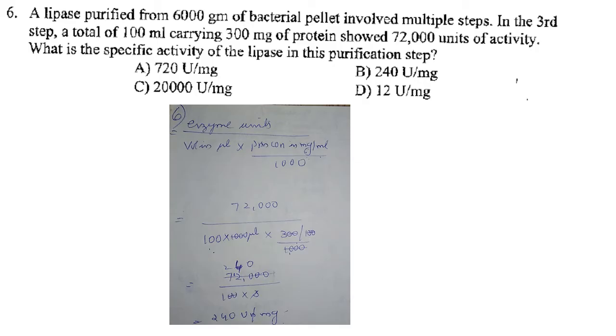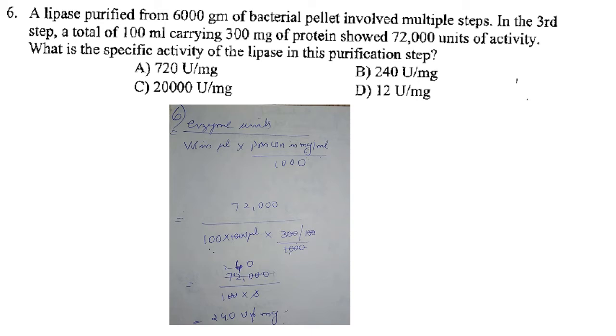So coming to the first question. A lipase purified from 600 gram of bacterial pellet involved multiple steps. In the third step, a total of 100 ml carrying 300 mg of protein showed 72,000 units of activity. What is the specific activity of the lipase in this purification step?